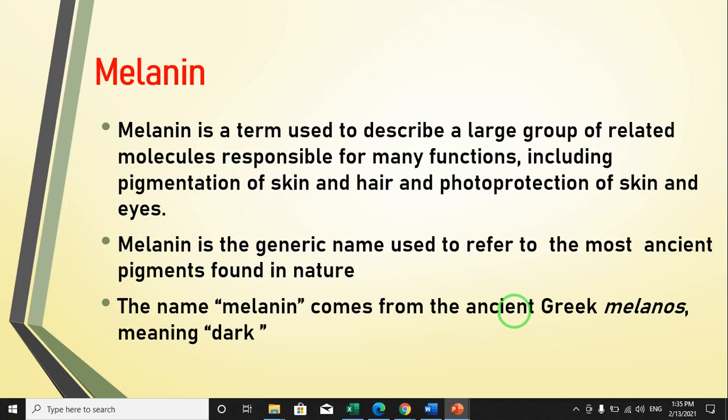Melanin is a pigment found in the human hair, skin, and other parts, and it is related to a group of molecules that have many functions in the body, but the most important function is pigmentation, in addition to photoprotection. The name melanin goes back to the ancient Greek word melanos, which means dark.